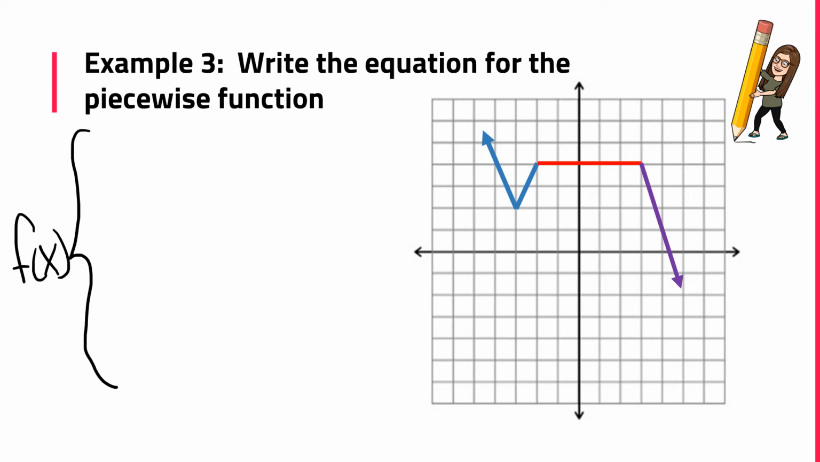So let's look at that blue function. I see I have a stretch of 2. Absolute. The vertex is at -3, 2. So inside, it's x plus 3. And on the outside, it's plus 2. Comma, space.